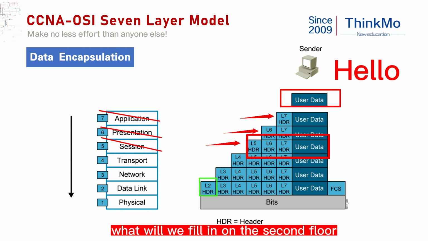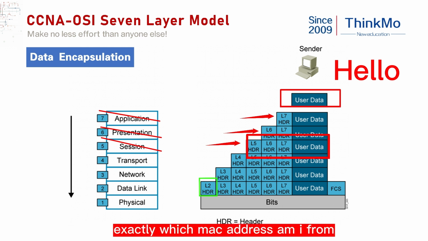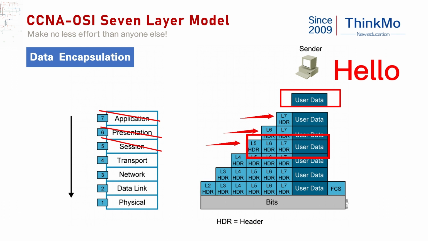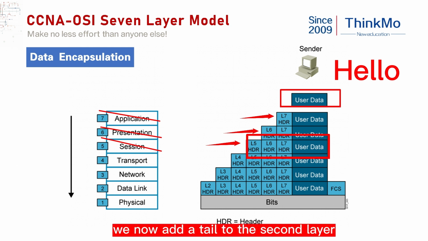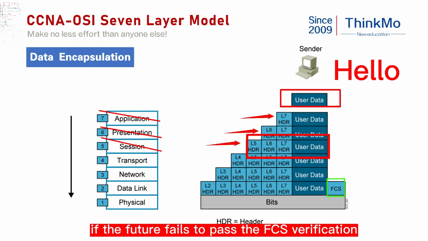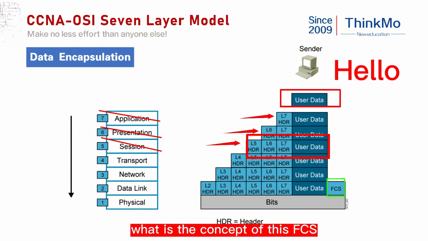Further down, what will we fill in on the second floor? Source MAC, destination MAC. When data forwarding is performed on such a link, exactly which MAC address am I from? What MAC address did it send to? We want to identify. Second, we now add a tail to the second layer. This FCS is a frame check sequence to verify the overall integrity of the data. It is the function performed by our second layer. If the frame fails the FCS verification, we'll drop it.